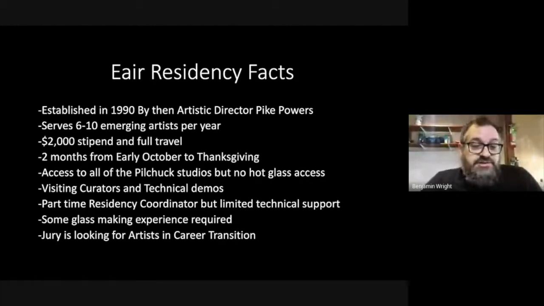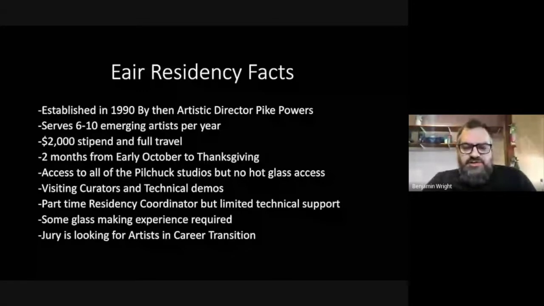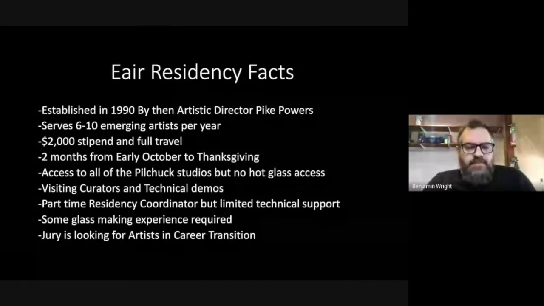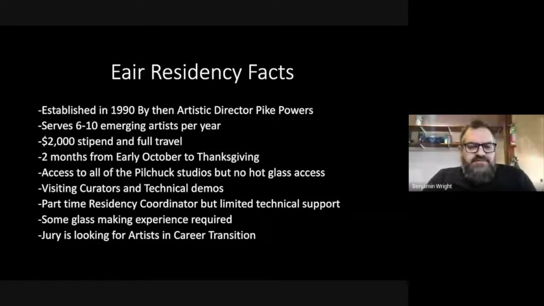The residency is 2 months in length, from early October to Thanksgiving, and the artists are pretty much the only participants on campus. So you really have run of the campus. The 6 artists have access to all of the Pilchuck studios. Generally speaking, there's no hot glass access. We bring up visiting curators, both regional, national, and international folks, to do studio visits, and have had some technical demos and material specialists come up as well.